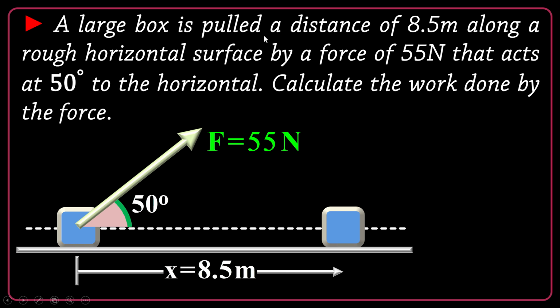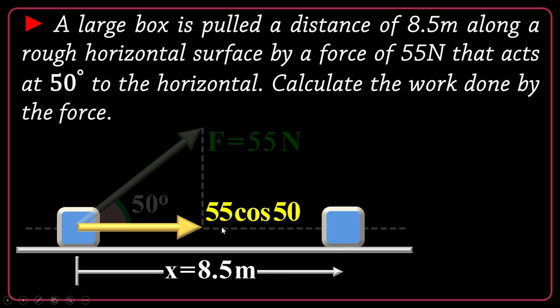A large box is pulled a distance of 8.5 meters along a rough horizontal surface by a force of 55 Newtons that acts at 50 degrees to the horizontal. Calculate the work done by the force. Here you see the force is 55, but the effective force is not going to be 55. We should find the horizontal component anyway. It makes an angle of 50 degrees to the horizontal, and the displacement is 8.5. Let's find it. First of all, the horizontal component, the effective force, is 55 times cosine of 50. So F cosine of theta times x.